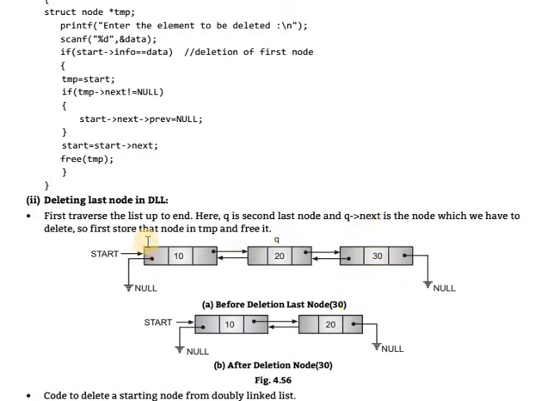So first store the node in temp and free it. Is that clear? What is the logic used? Q is moved, and when you find the second last element, you initialize Q, and Q next is considered as temp, and using the free function, temp is passed to that function, means obviously the free call means it is deleted from the list. Before deletion, the last node 30 is there, and after deletion 10 and 20 will be remaining.